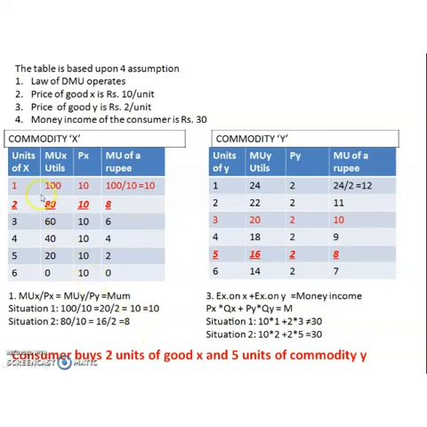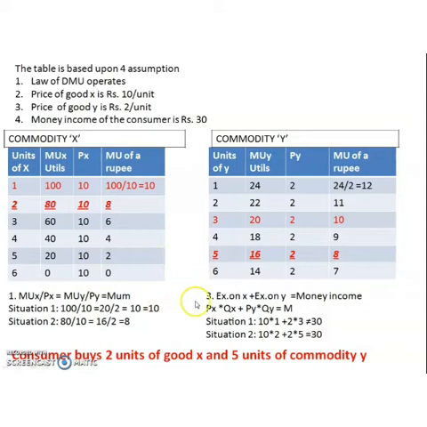In the second situation, the consumer buys 2 units of commodity X and 5 units of commodity Y. Here he derives 80 units of marginal utility from the consumption of commodity X and 60 units of marginal utility from the consumption of commodity Y. So 80 by 10 is 8 and 60 by 2 is also 8. So here, in both situations, the first condition is satisfied.